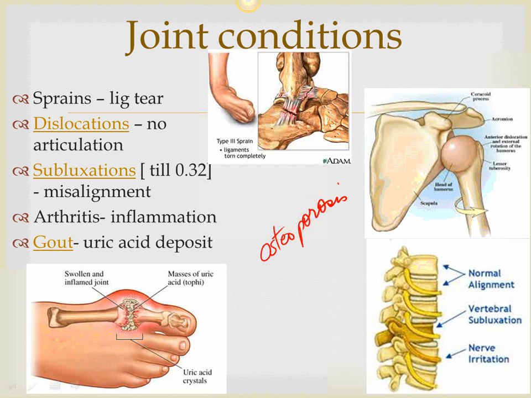Then we have a condition called gout. Gout is where uric acid crystals are deposited within the joint cavity. So it inflames the joint because these are crystals. They irritate the joint and cause inflammation. It tends to affect the great toe, the big toe. It's the metatarsophalangeal joint of the big toe that is usually affected.